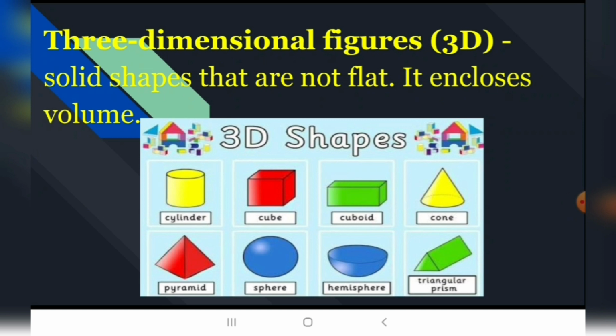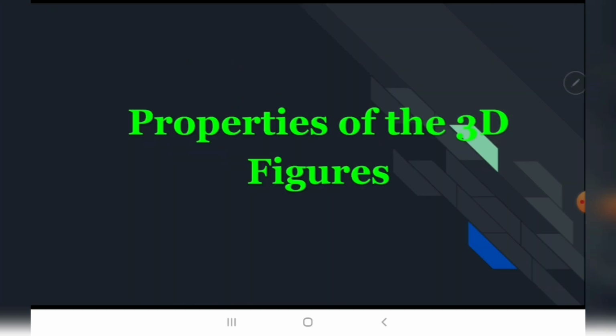The examples of 3D figures are cylinder, cube, cuboid, cone, pyramid, sphere, hemisphere, which is half of a sphere, from the word hemi, which means half, and then triangular prism. Next, we need to know what the properties of 3D figures are.